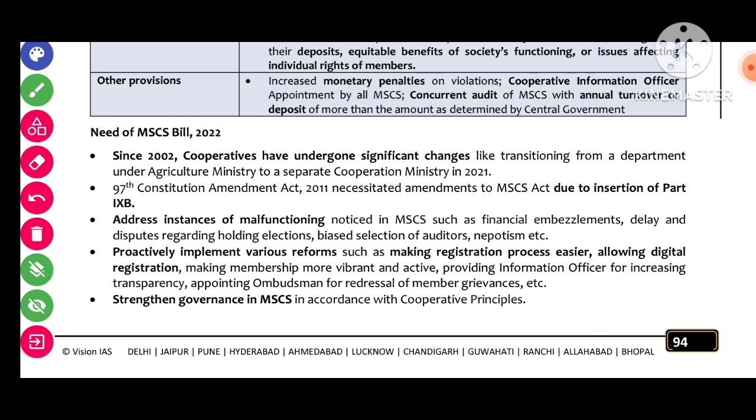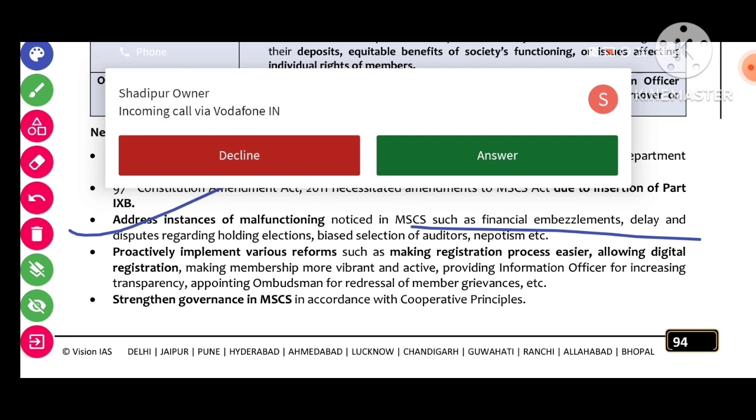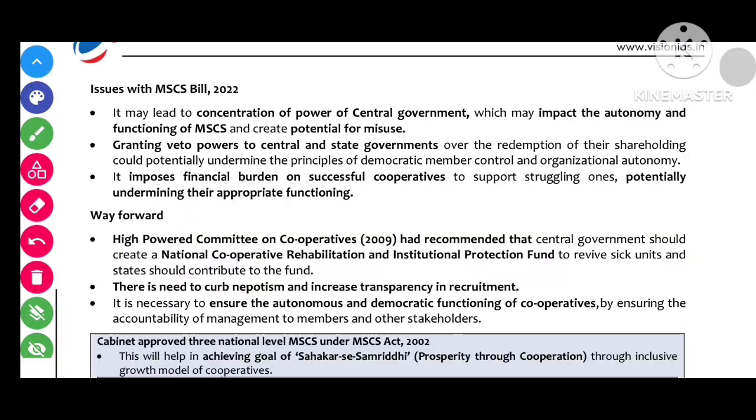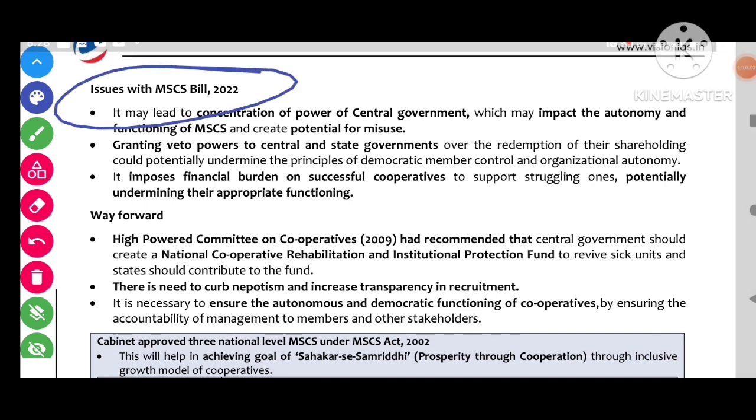Since 2002, cooperatives have undergone significant changes. The 97th Constitutional Amendment Act 2011 necessitated amendments to the Multi-State Cooperative Societies Act due to the insertion of Part 9B, and to address instances of malfunctioning noted in multi-state cooperative societies, such as financial impairment, and delays and disputes regarding elections. And issues with the Multi-State Cooperative Societies Bill 2022.